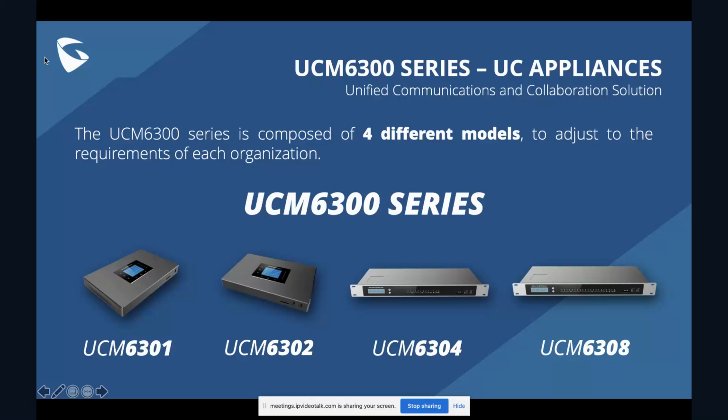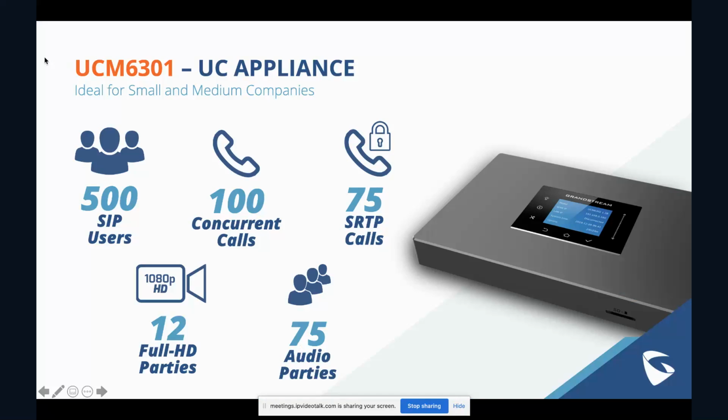So I mentioned 4 different models, like I'm sure you guys are used to. The last number in that model name specifically addresses a port count, and we'll go through that as we go. But 4 different models: 6301, 6302, 6304, 6308. As you can imagine, it increases capacity as you move from the left to the right. And as you can see in the picture here, the 04 and the 08 are rack-mountable devices.